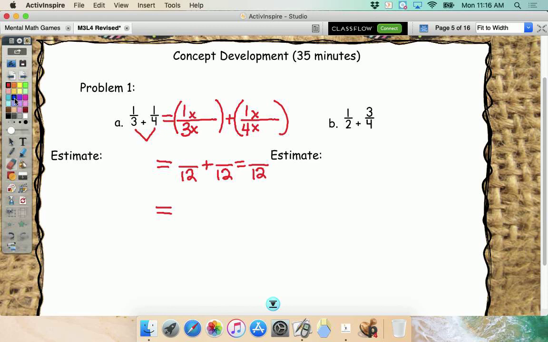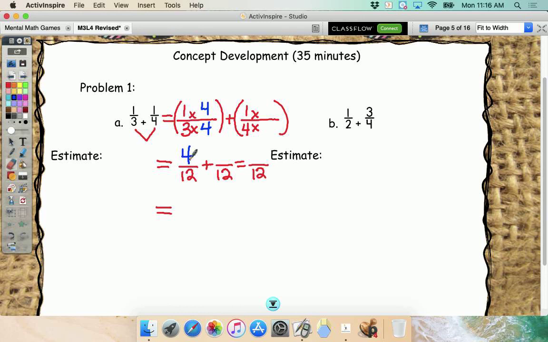Now I'm going to change the color of my pen. What do I multiply to 1/3? I'm just looking at the 3. 4. And whatever I do to the bottom, I have to do to the top. So 1 times 4 equals what? 4. And I'm going to write it underneath instead of beside. See how I wrote the 4 here?